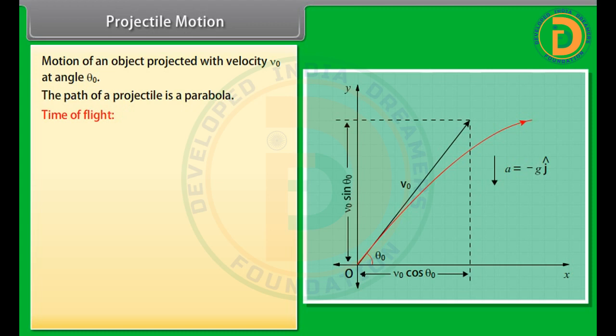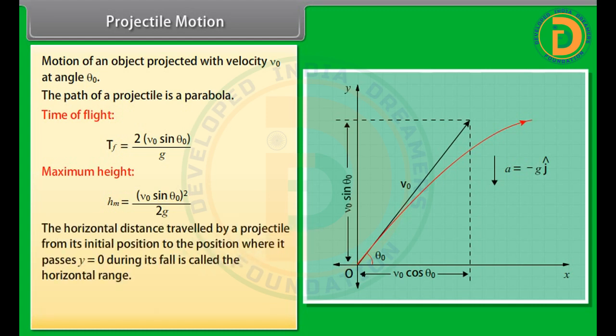Time of flight of a projectile is T_f = 2v₀ sin θ₀ / g. Maximum height of a projectile is H_m = (v₀ sin θ₀)² / 2g. The horizontal distance travelled by a projectile from its initial position to the position where it passes y = 0 during its fall is called the horizontal range. Horizontal range of a projectile is given by R = v₀² sin 2θ₀ / g.